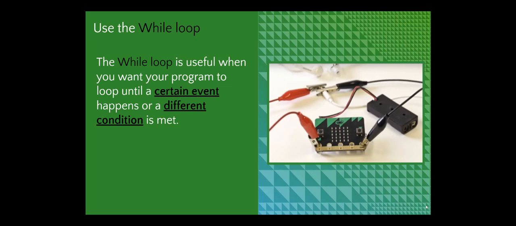Now, a while loop is useful when you want your program to loop until a certain event happens or a different condition is met. So long as something is happening, the program is going to run, or until we tell it differently by doing something like an input. So maybe pressing the A button. Then that computer program is going to keep going until we tell it not to.